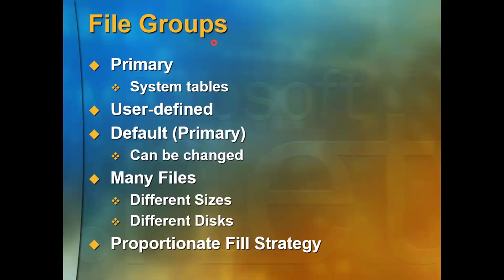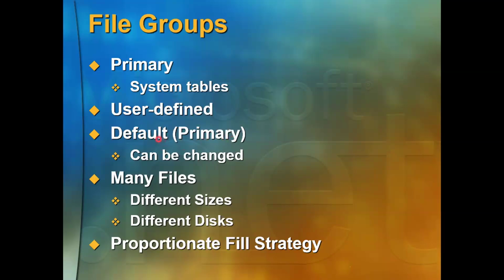Now, what about file groups? We can have many file groups. The default file group is called the primary file group. It stores information about the SQL Server system, especially the tables that are present inside the database. So it's called a system table because it's storing information about your tables. Then you can also have user-defined file groups. And the default file group is primary.